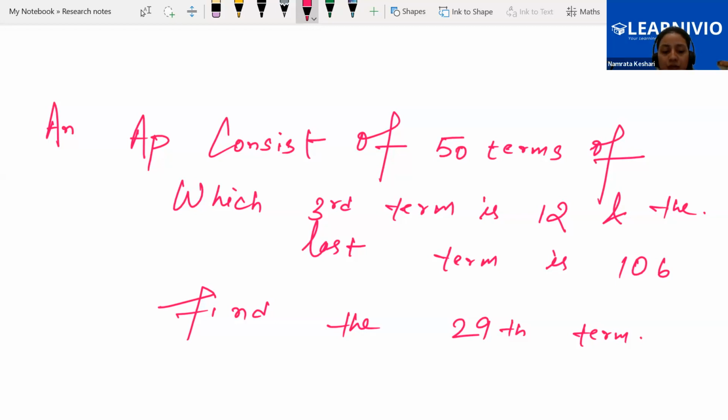So, ma'am, we can first make the equation, just to reduce the previous question. So here the AP consists of 50 terms in which third term is 12. One and only one formula we will apply, an is equals to a plus n minus 1 into d. What we are having, what we have to find, that only we will think at first. What are we having?